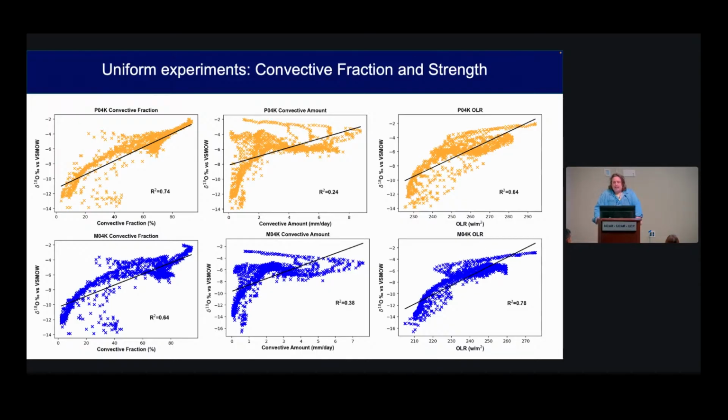You can see that convective fraction has strong predictive skill for each climate, but convective strength, which is measured by OLR, on the far right, has maybe stronger predictive skill for the last glacial maximum than for the Pliocene, and then convective amount doesn't do a very good job. The scatter plot doesn't look very good.